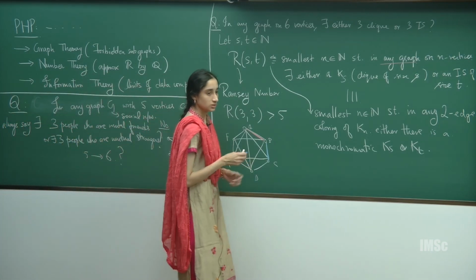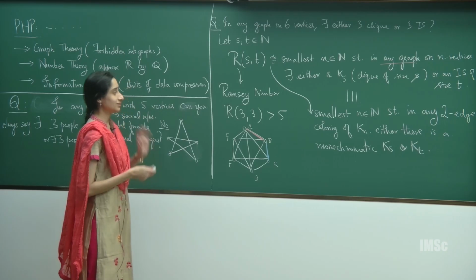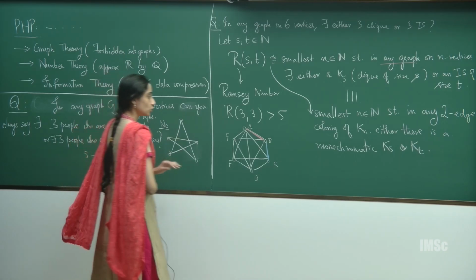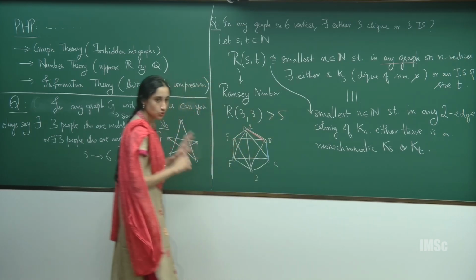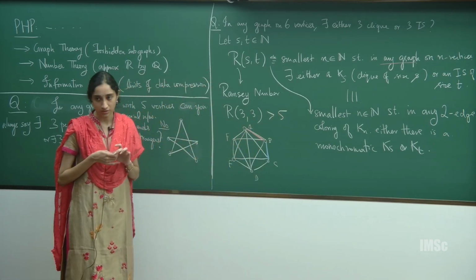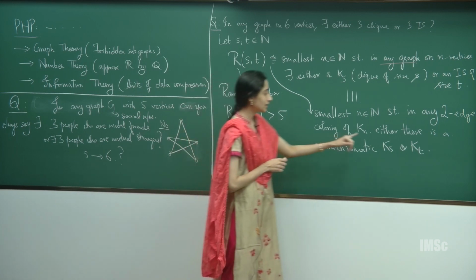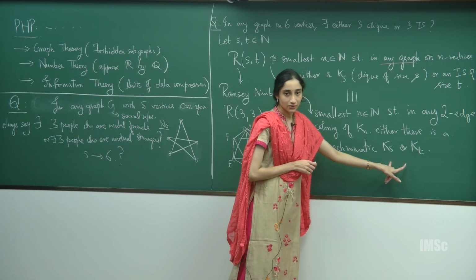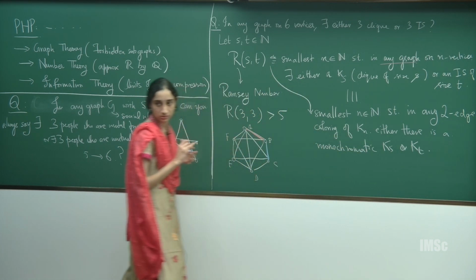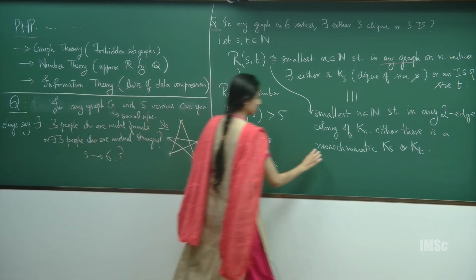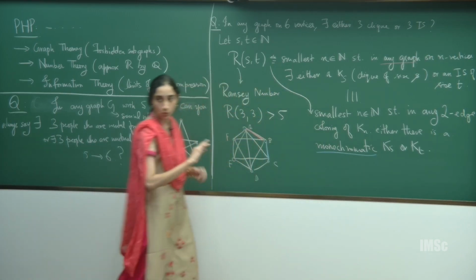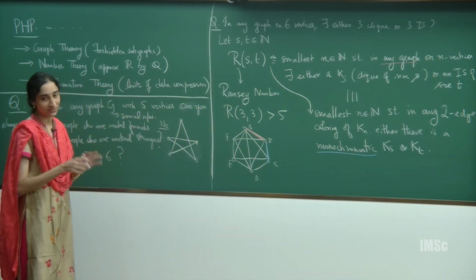Okay. So it's the smallest number n such that you fix Kn and take any 2-edge coloring of Kn. So you can color your edges as per your wish. There should either be a Ks or a Kt where all of the edges have the same color. So that's what we mean by monochromatic: a single color, all the edges in that Ks or Kt have the same color.